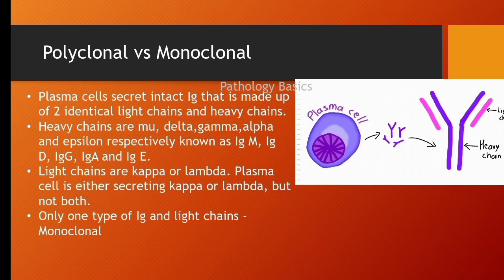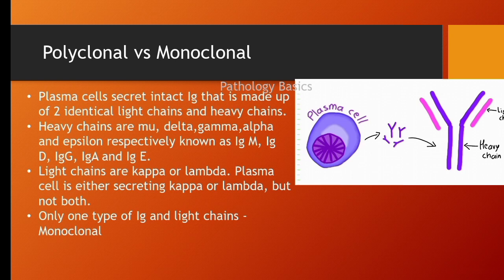Plasma cells secrete intact immunoglobulin that is made up of two identical light chains and heavy chains. Heavy chains are mu, delta, gamma, alpha, and epsilon, respectively known as IgM, IgD, IgG, IgA, and immunoglobulin E. The light chains are kappa and lambda. A plasma cell is either secreting kappa or lambda, but not both.